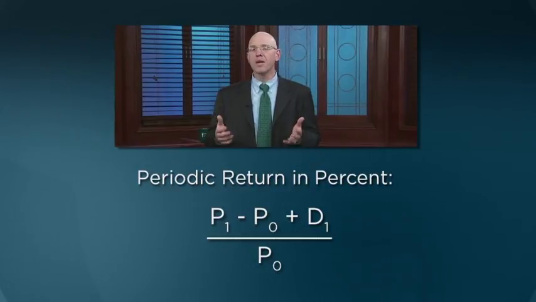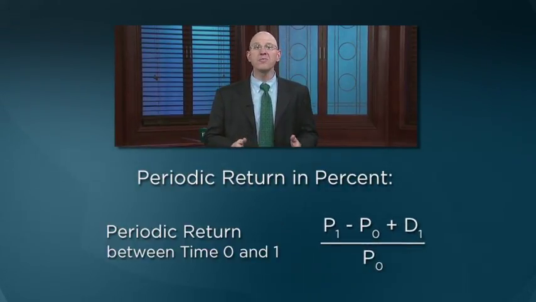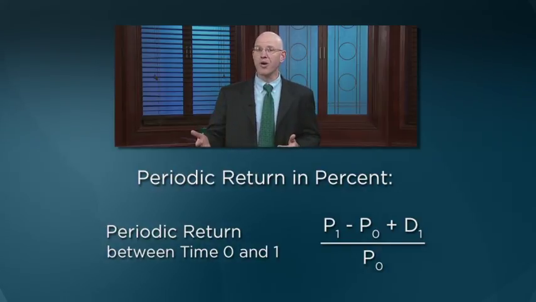Now, we usually express returns as percents, so I divide the dollar periodic return by my starting price to convert it to a decimal. The answer gives me my return as a percentage of what I paid for the investment. So I take $12.25 divided by 50, which gives 0.245, or 24.5%. So the fraction given by the quantity P1 minus P0 plus D1, that quantity divided by P0, gives me my return between now and time 1.